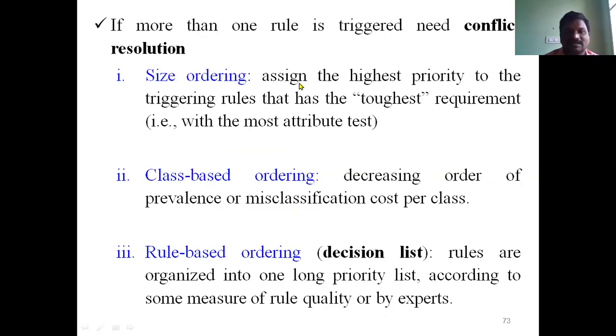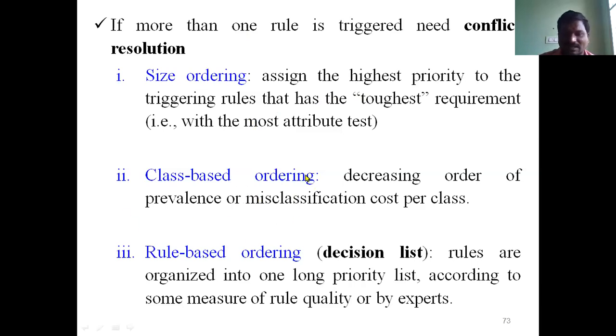Here we have size ordering, class-based ordering, and rule-based ordering. If more than one rule is triggered, that means you want to execute more than one rule, so you need conflict resolution. That is size ordering. In size ordering, the rule with the highest priority is the one I am going to execute.